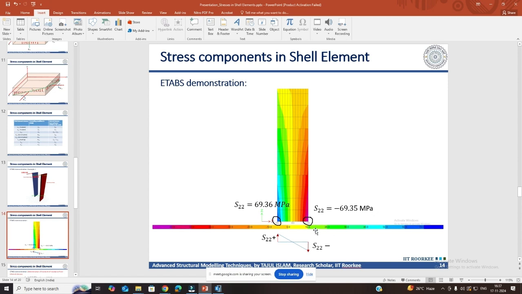Okay, thank you. So the variation of this bending stress will be linear. Now if you know this stress variation, you can definitely calculate the moment at this point. That moment will be the internal moment of resistance, and as I said earlier, this moment should be equal to the external moment if your analysis is correct.